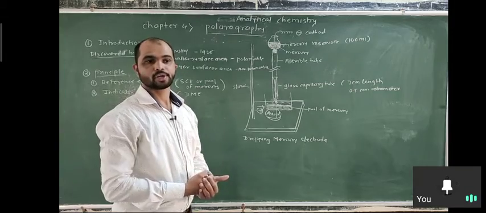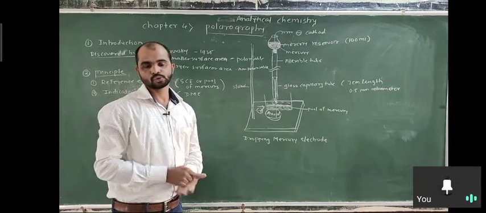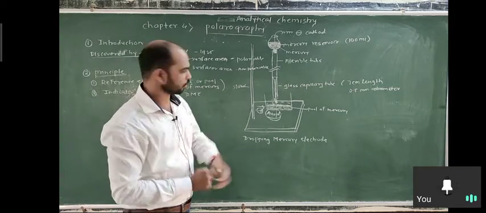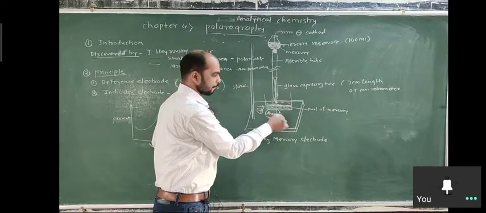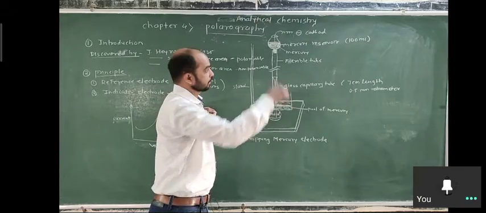त्याला आपण काय म्हणतो renewed electrode. तो पुन्हा पुन्हा नवीन तयार होत असतो, म्हणून त्याला आपण म्हणतो renewed electrode. कारण की एक ड्रॉप गेला, परत दुसरा ड्रॉप येणार, परत it acts as an electrode, it acts as a cathode.